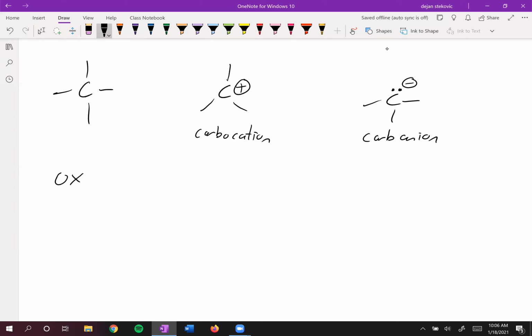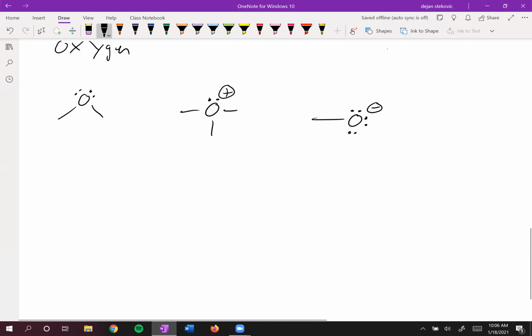And those are the 3 most common forms of carbon that we'll see. Next up is oxygen, right? Normally 2 bonds, 2 lone pairs, neutral. Oxygen can also have 3 bonds and 1 lone pair, in which case we'll have a positive charge that we saw above. And then the other case is with oxygen with 3 lone pairs and 1 bond. In this case, it has a negative charge.